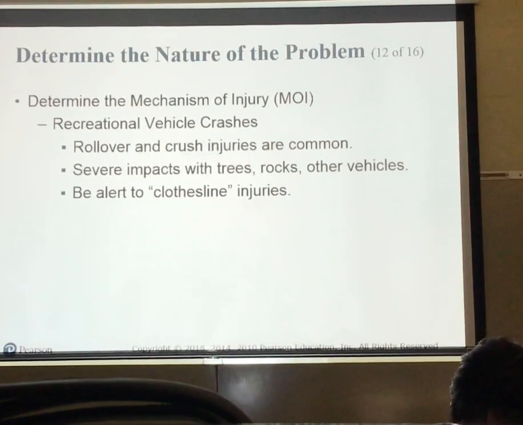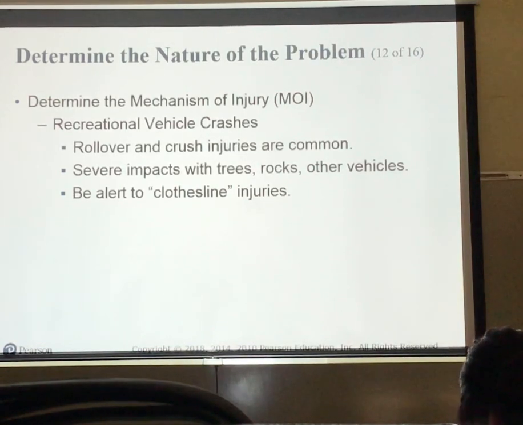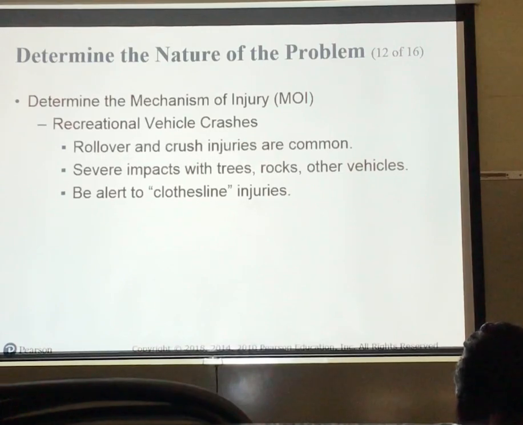Snowmobiles, also known as snow machines, and all-terrain vehicles are commonly operated on uneven terrain, a factor that contributes to rollovers. You will see crushing-type injuries. They can travel at high speeds, producing severe impact upon collision with trees, rocks, or other vehicles. You also want to be alert to clothesline injury. Somebody tell me what a clothesline injury is. It can decapitate you.